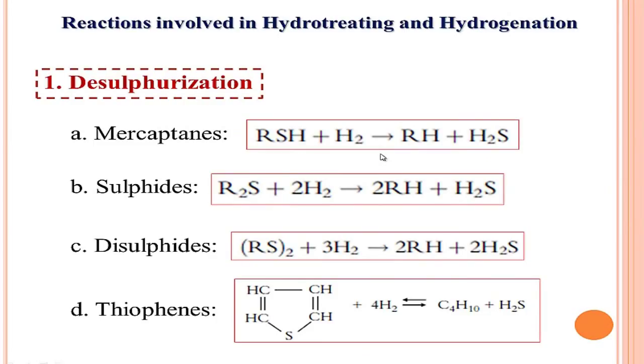Let's look at the chemistry viewpoint. We have the desulfurization to take out sulphur in different forms like mercaptans, thiophenes, and other sulfides that are linked with the hydrocarbon.